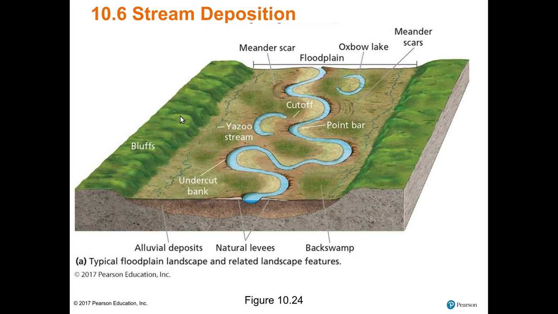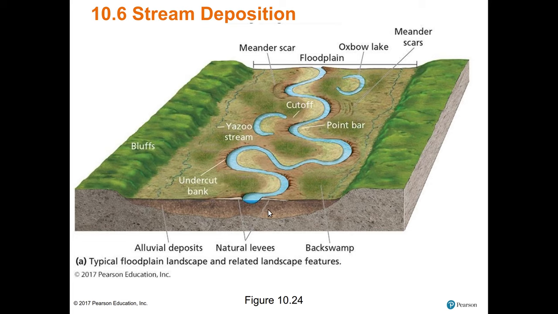So here we've got a typical stream floodplain. Looks a lot like the Sacramento River where we were just looking at it. So this could be the Coast Range. This would be the Sierras and the upper Sacramento River. It's just going to go back and forth. There's natural levees that form every time the river floods.